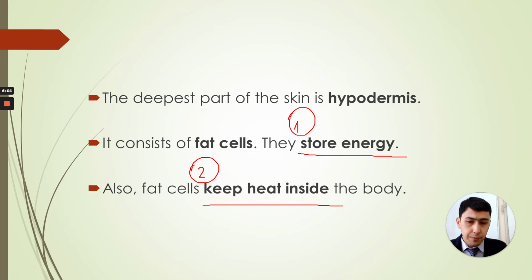Imagine the polar bear, for example. Polar bears have a lot of hypodermis and fat cells, adipose tissue under the skin, under-skin fat. That's why they can live in a cold environment. In the same way, if a human has under-skin fat, it protects us from cold temperatures, keeps the heat inside.